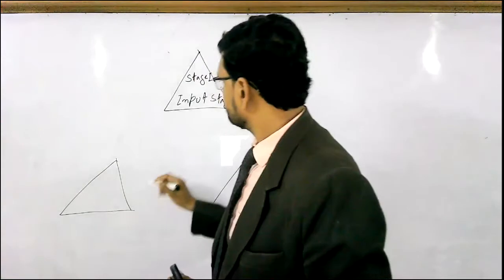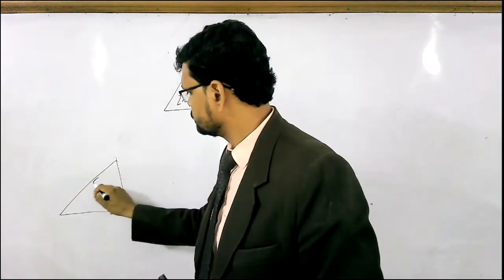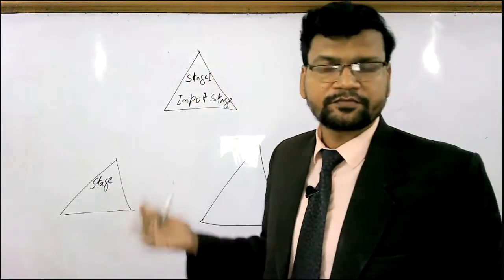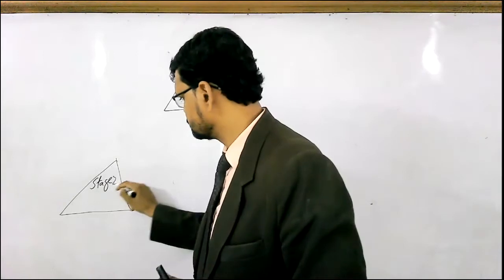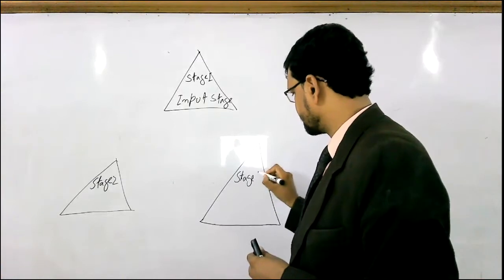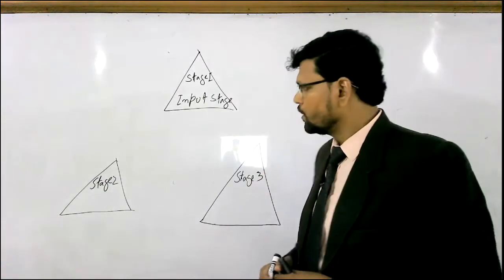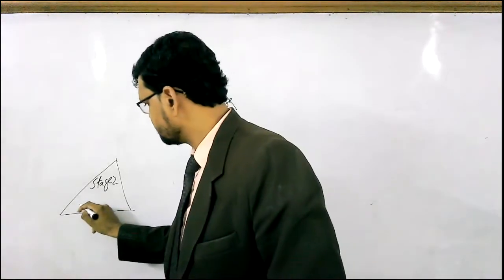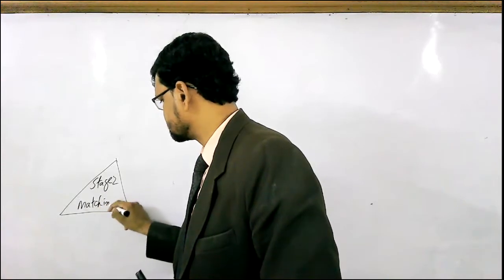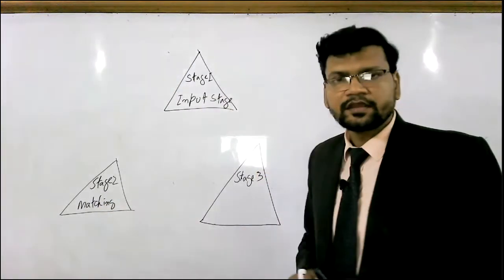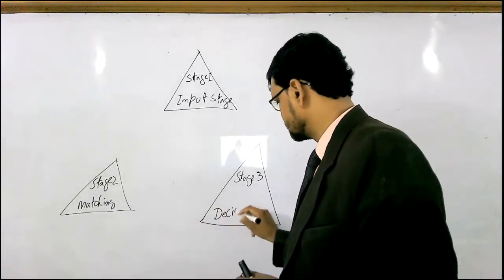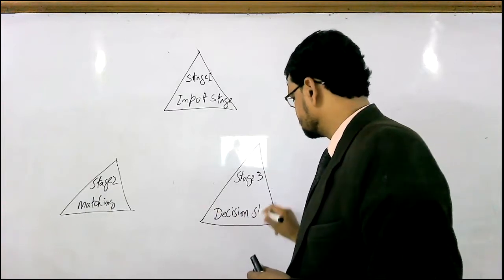If you look here, this is basically stage 2 of the comprehensive framework of strategy, and this is stage 3. Stage 2 is called the matching stage. And stage 3 is called the decision stage.